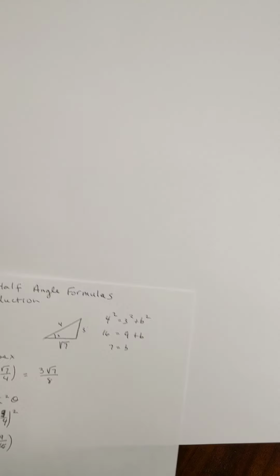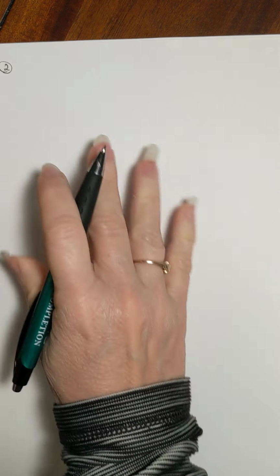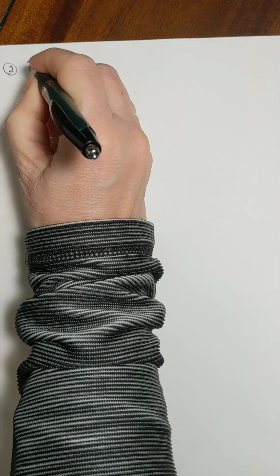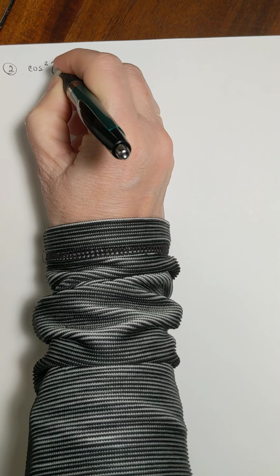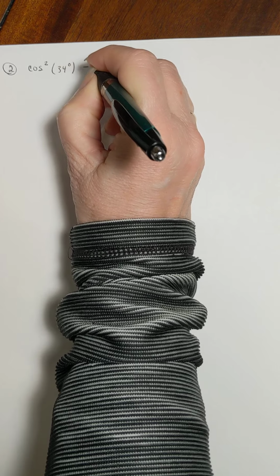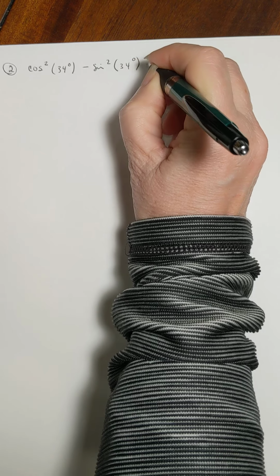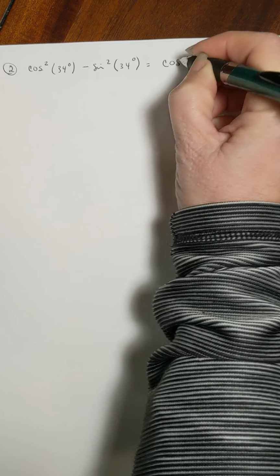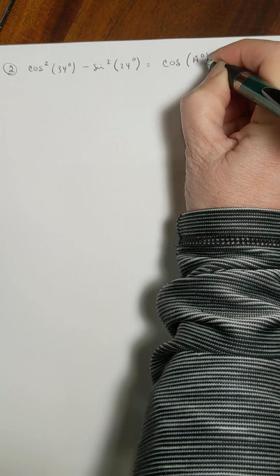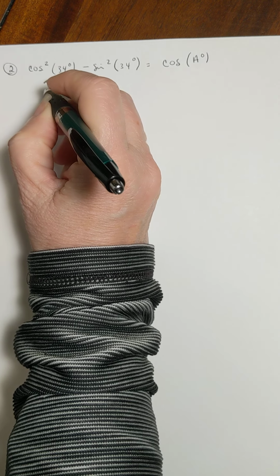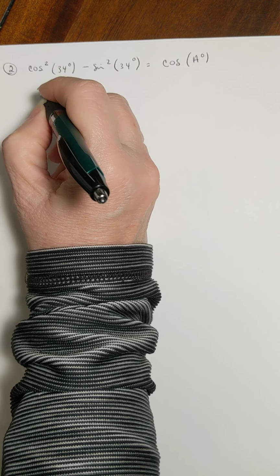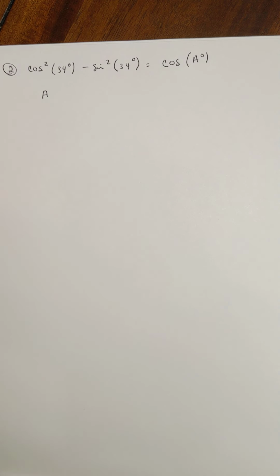So now problem number 2 says, cosine squared of 34 degrees minus sine squared of 34 degrees is equal to cosine of A degrees. And then they ask, what is A? So what I'm going to do here, I'm going to look on my formula sheet.